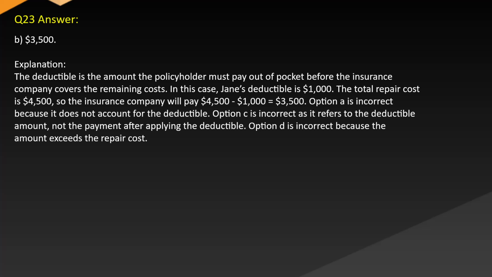Answer B. $3,500. Explanation. The deductible is the amount the policyholder must pay out of pocket before the insurance company covers the remaining costs. In this case, Jane's deductible is $1,000. The total repair cost is $4,500, so the insurance company will pay $4,500 minus $1,000, which equals $3,500. Option A is incorrect because it does not account for the deductible. Option C is incorrect as it refers to the deductible amount, not the payment after applying the deductible. Option D is incorrect because the amount exceeds the repair cost.